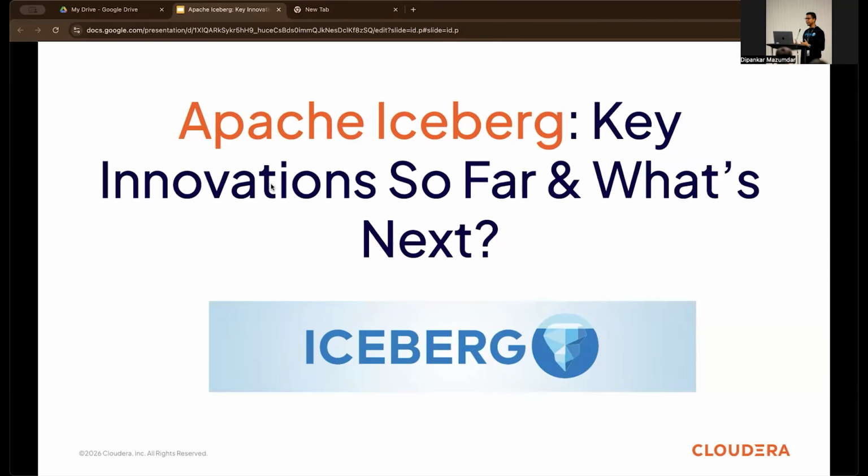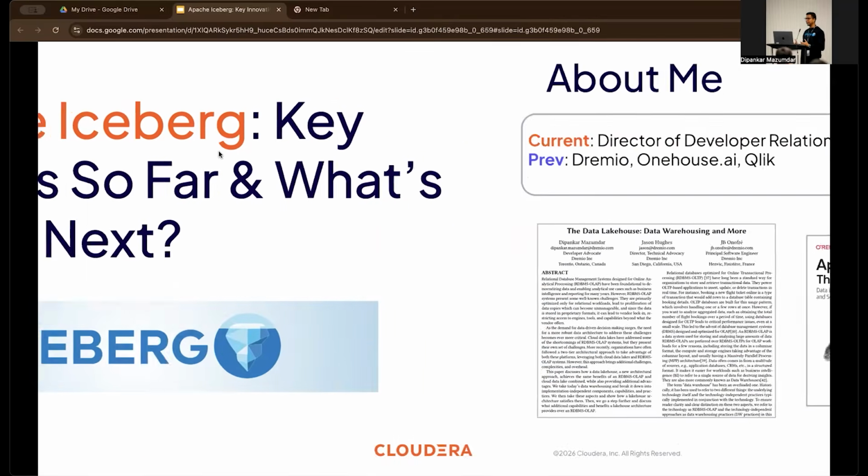So my talk would be about Apache Iceberg, the key innovations so far, and what's coming up next in the upcoming version. It will be a technical evolution journey of how we started with Iceberg, what new capabilities we introduced, and what we are looking at in the next phase for Iceberg. So with that, let's get started.